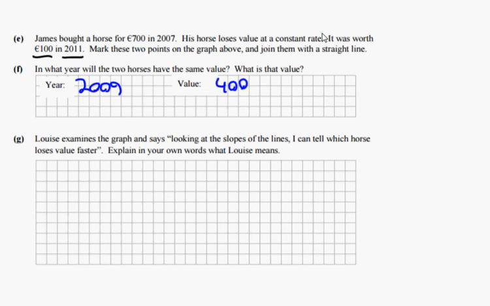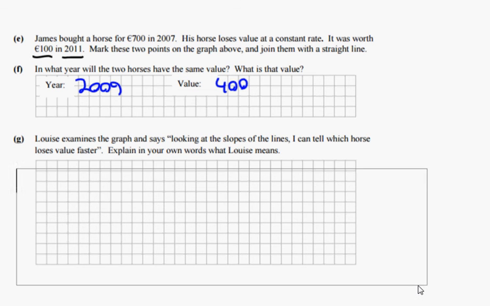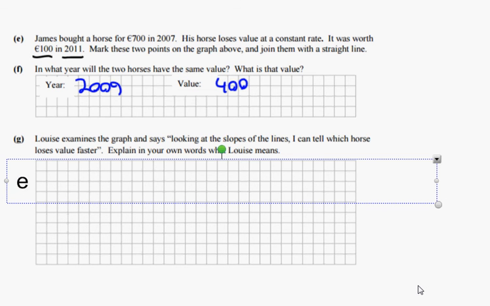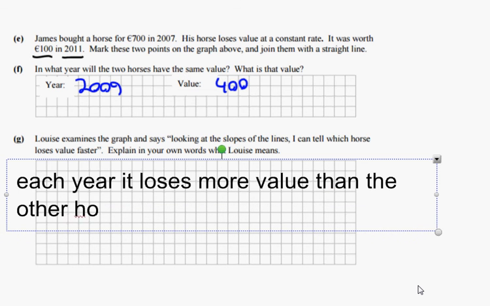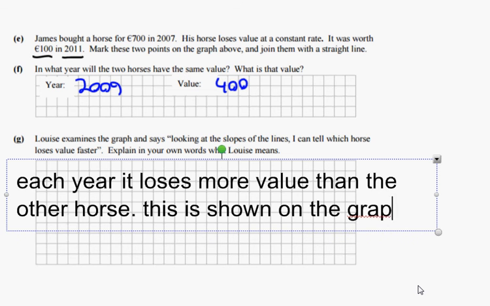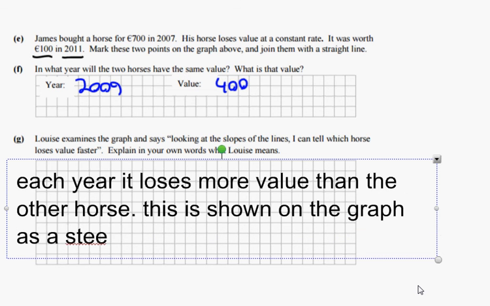Okay, good point. So anybody else have anything to add to that? Each year, it decreases more than the other one. Each year it loses more value than the other one. This is shown on the graph as a steeper slope. Do you agree with that? It's a steeper slope. That shows you that you're losing more value. Okay, and we're done.